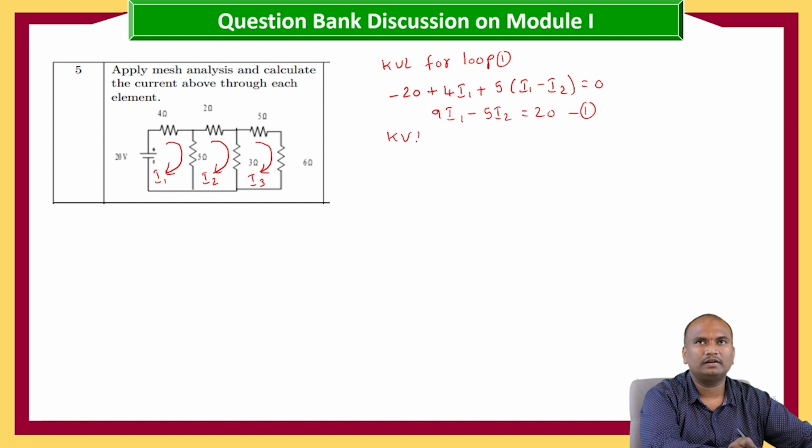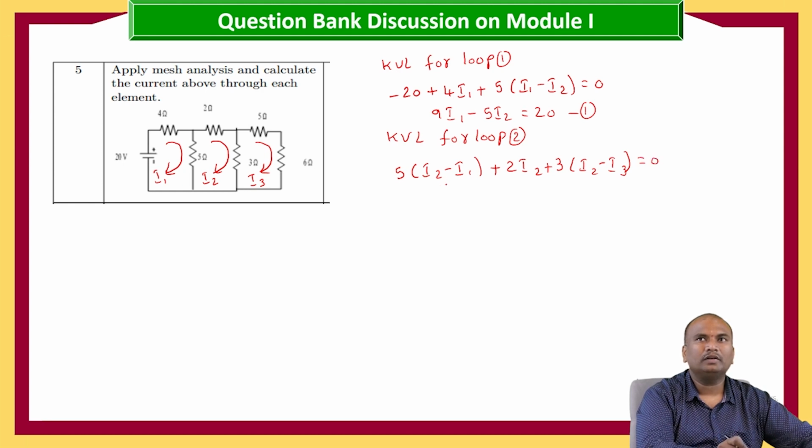Next, KVL for loop 2, that is 5 into I2 minus I1 plus 2 into I2 plus 3 into I2 minus I3 is equal to 0. Now we got minus 5 I1 plus 5 plus 2, 7 plus 3, 10 I2 minus 3 I3 equals 0. This is our equation number 2.